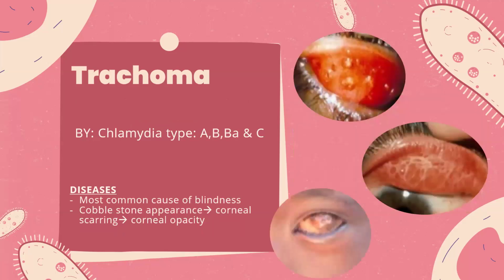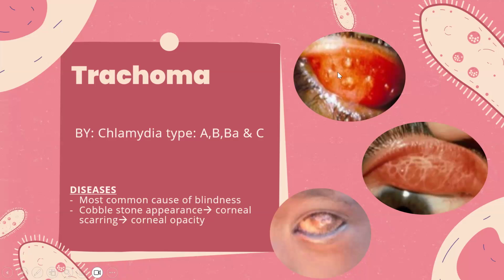Now for trachoma, which is the primary cause of blindness, and the second cause of blindness, as we're going to discuss later, is Onchocerca or river blindness. So trachoma is by the chlamydia types A, B, and C, so A to C types. So D to K is going to produce inclusion conjunctivitis, and A to C is going to produce trachoma.